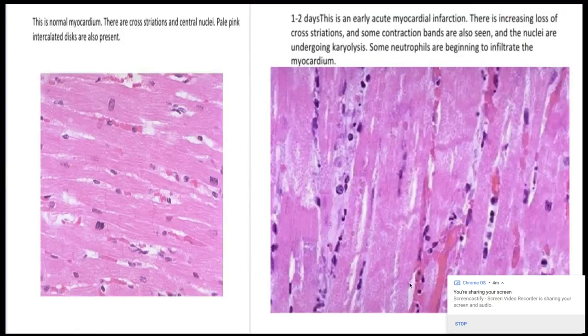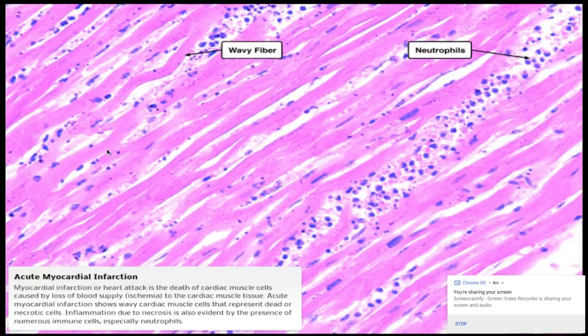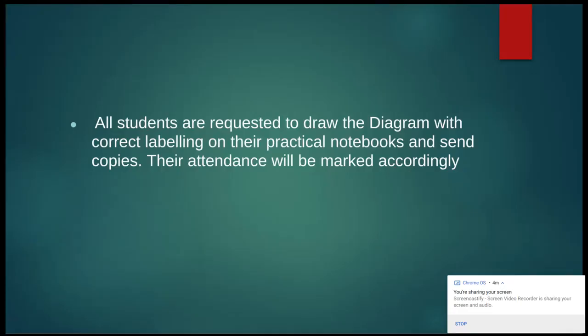This is a 1 to 2 days old myocardial infarction. There is loss of striations and nuclei are undergoing karyolysis. Here you can see the wavy fibers. The wavy fibers represent that there are dead or necrotic cells, and the inflammation due to necrosis is also evident by the presence of numerous immune cells, that is neutrophils.